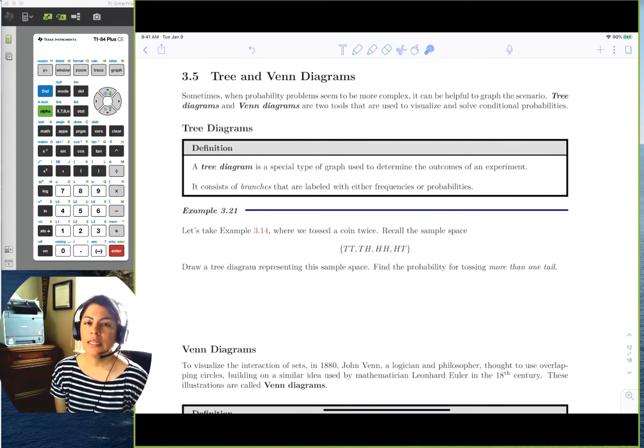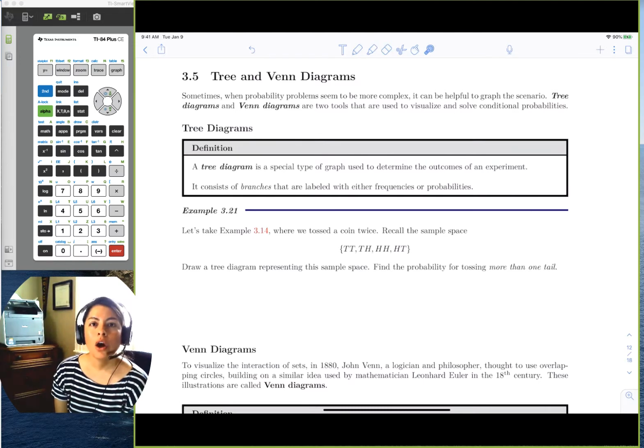Hi. In this section, we're going to just briefly talk about tree and Venn diagrams and how we can use tree and Venn diagrams for probabilities. And we're just tapping the water. We're not going in or putting our feet in. It's just a quick overview of how these diagrams are related to probabilities. So let's go ahead and start with a tree diagram.